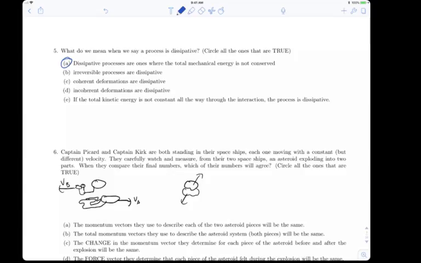Irreversible processes are dissipative. Yes, we know that. We covered that in class. Coherent deformations are dissipative? No. Incoherent deformations, yes, they are. Breaking stuff. If the total kinetic energy is not constant all the way through the interaction, the process is dissipative. No, because you can have energy turning into potential energy. So, no.